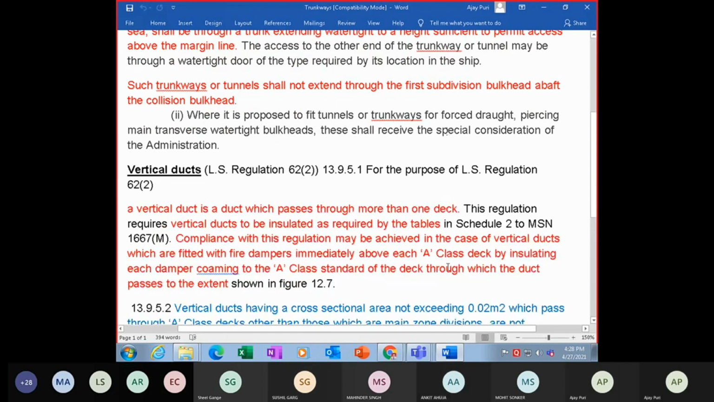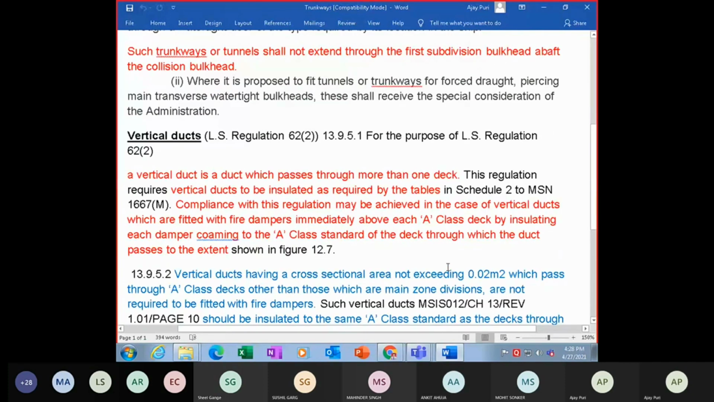Thus, what about vertical ducts? Like you have lifts. So what are the requirements for vertical ducts? We'll do that. A vertical duct is a duct which passes through more than one deck. So you'll have vertical ducts even in Ro-Ro or ships which had lifts. Like I had a ship which had a lift from the engine room to the master's cabin. So that is a vertical duct. So they should be insulated as per the tables.